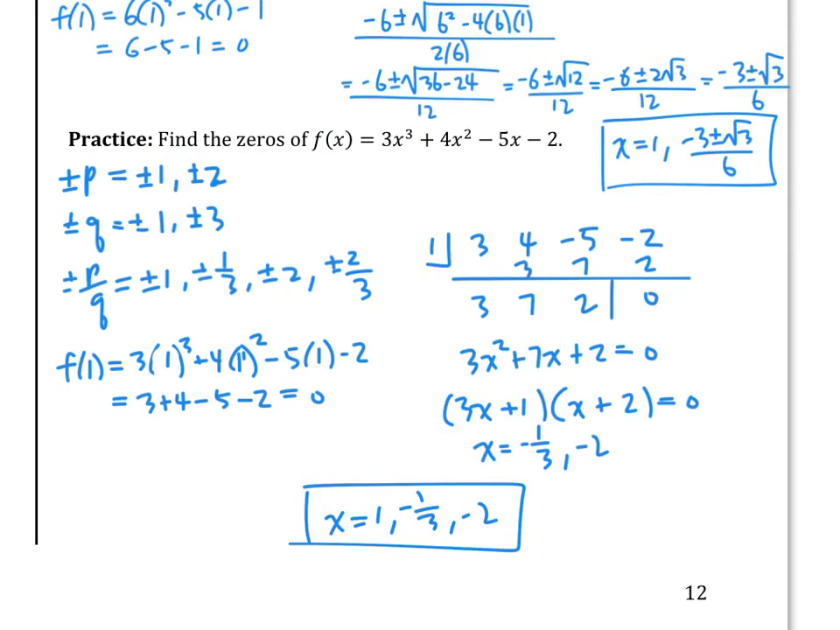All right, go ahead and check your answers. I got very lucky. I guessed my first zero as 1, and it does work. And then this is actually factorable, so this is very nice. So these are the 3 zeros.